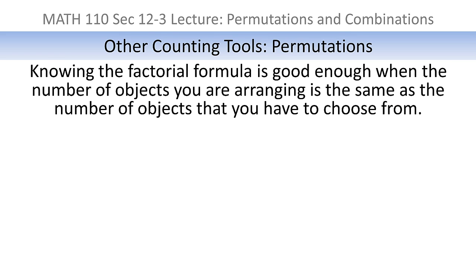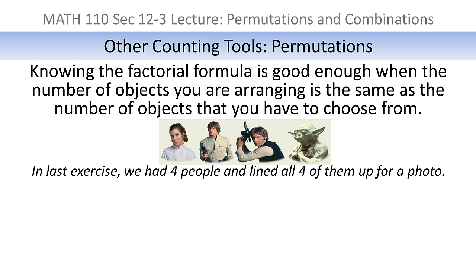Knowing the factorial formula is good enough when the number of objects you're arranging is the same as the number of objects you have to choose from. In other words, if you have 4 people and you want to arrange all 4 of them, or if you have 3 people and you want to arrange all 3 of them. But that's not always the case. Last time we took 3 and we took 4 people and lined all of them up for a photo.